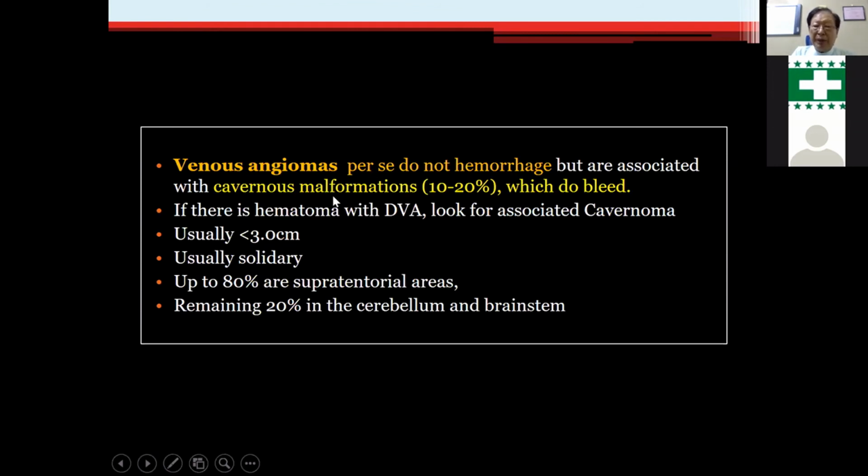Usually they don't bleed. But when venous angioma is associated with a cavernoma, at least 10 to 20%, some literature says 30%, have the association. The bleeding is from the cavernoma. You should give contrast to see whether there's any associated nearby DVA. Usually they are small, solitary lesions, and most of them, about 80%, are supratentorial.